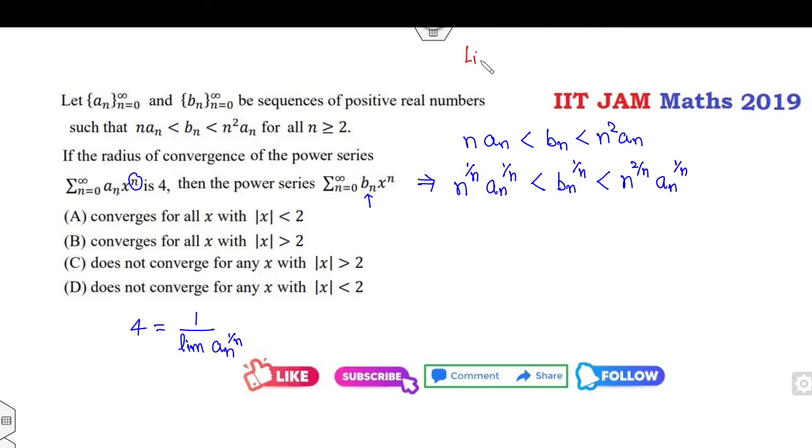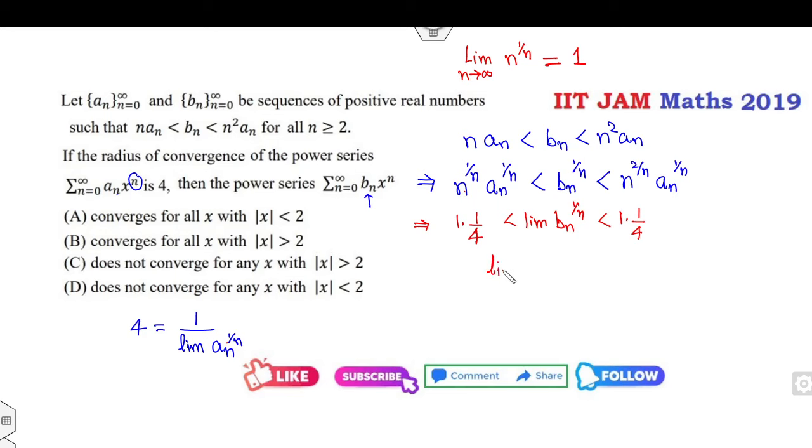Make sure, students, you must remember this result: the limit as n approaches infinity of n raised to power 1 over n is always 1. So this limit is 1. Take the limit as n approaches infinity. This number is 1 over 4, that is 1 times 1 over 4. This limit is the limit of bn, again 1 times 1 over 4.